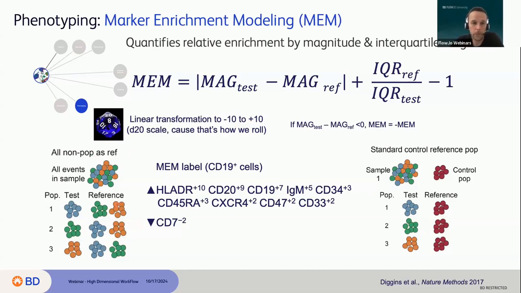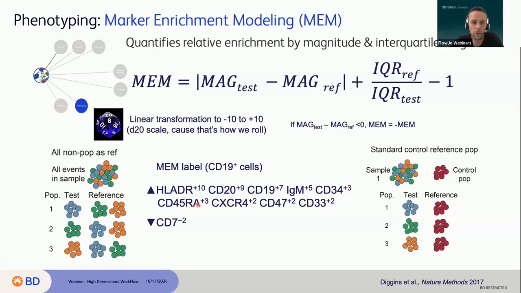So if we look at one of these clusters, for example, MEM gave us this label: HLA-DR positive with a vector of 10, so really, really bright for HLA-DR. Then CD20 positive, a vector of 9, so really bright for CD20. CD19 positive, vector of 7, so bright for CD19. IgM positive, a vector of 5, so we're getting into the mid here. CD34 positive, vector of 3.